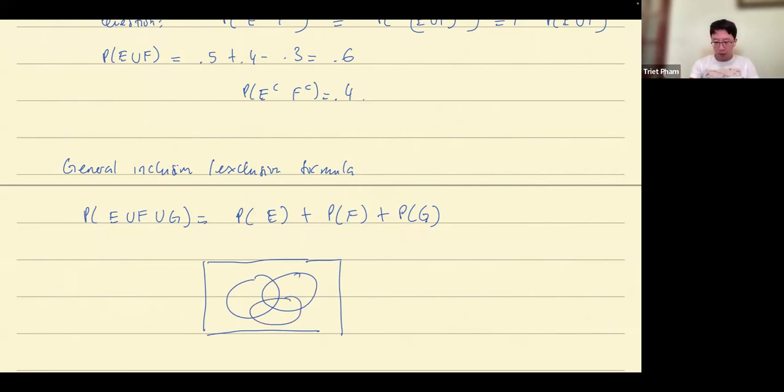Well, the answer is obviously no, right? Because you see, if this is E, F, and G, then when you add them up, you will clearly overcount and also triple count, right? So no. So we need to compensate. How do we compensate? Well, you need to subtract the parts where you double count.